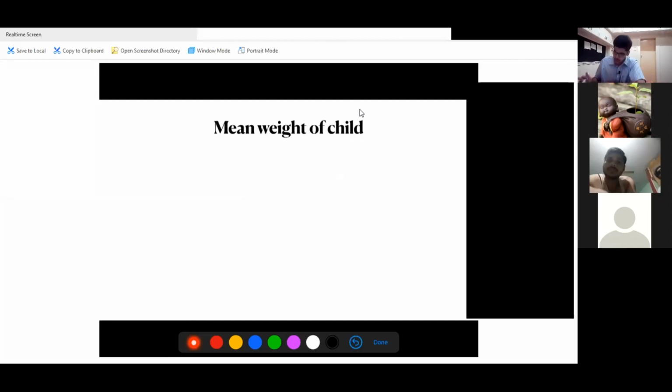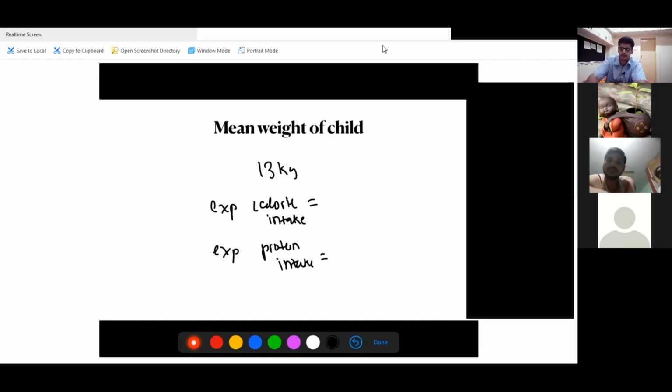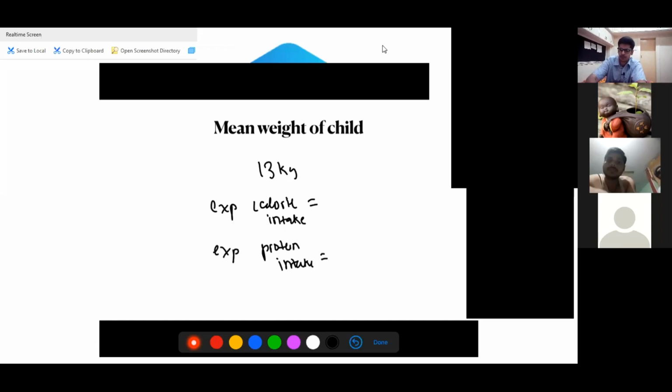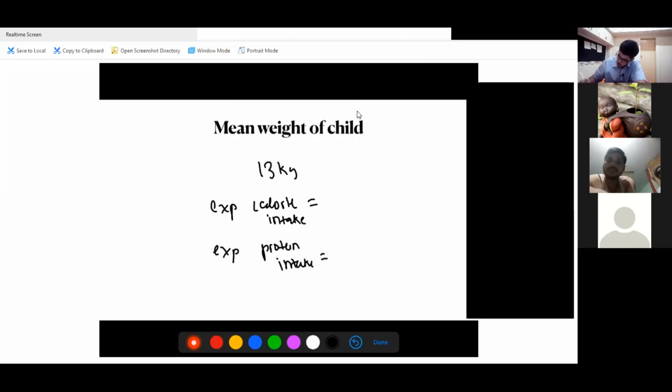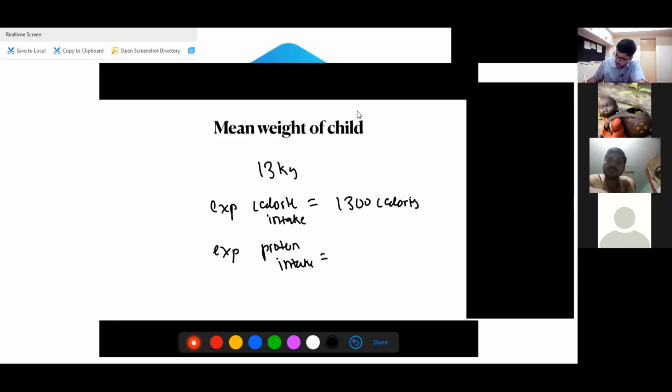So again, what was the mean weight of the child? Yes, it was 13 kilo. So what is the expected calorie intake? Someone tell me fast, what is the expected calorie intake if you want 13 kilo, and what is the expected protein intake if you want 13 kilo? Every kg 100 calories, every kg into 2 protein. I've gone fast, so I'm sure people must have understood this. Yes, Chandni is right. It is 1300 calories and 26 gram protein. Fine.